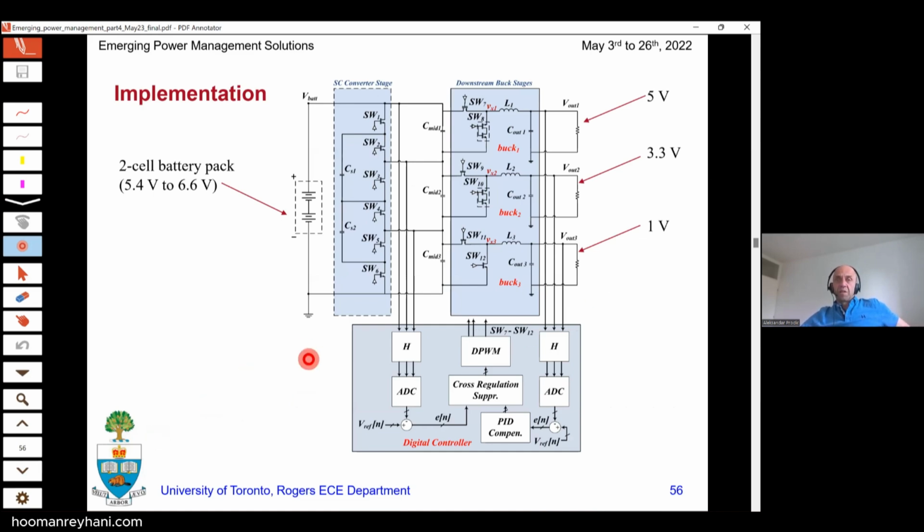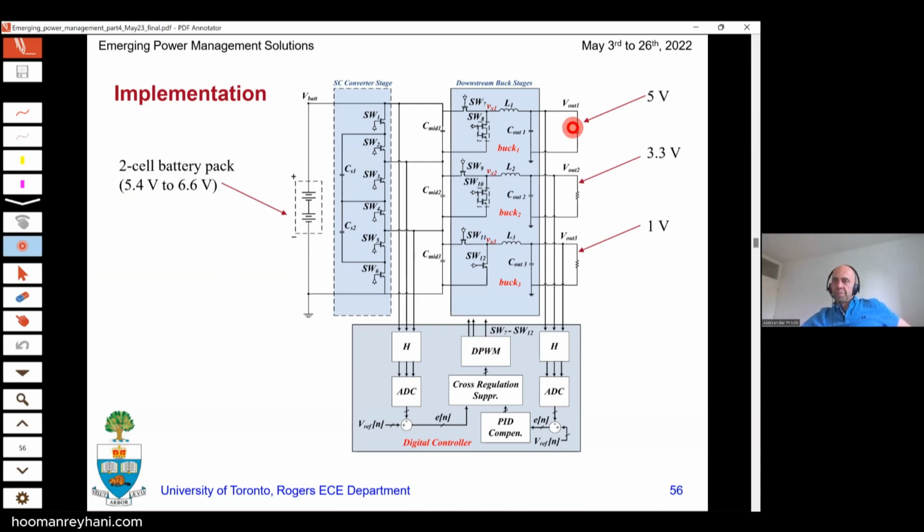And now, if you look at mobile applications, usually we have two cell input, or 2 cells stacked on top of each other, where the voltage changes, depending on the state of the charge of the cells, between 5.4 and 6.6 volts, but it can go even lower or higher. Here we are assuming that the voltage of one cell is between 2.7 and 3.3 volts, but in practice, the variations can be even bigger.